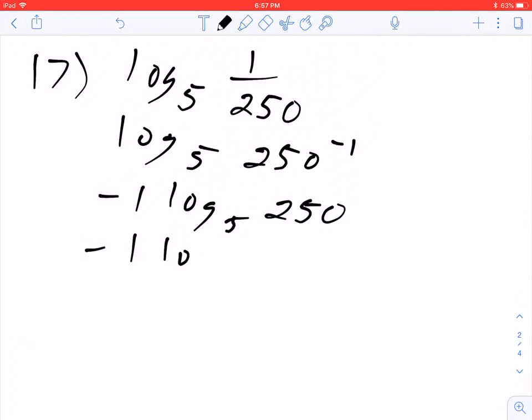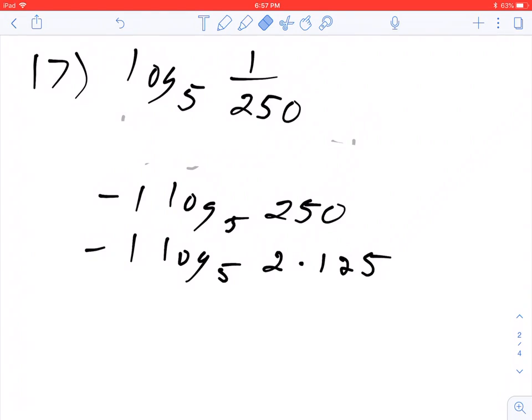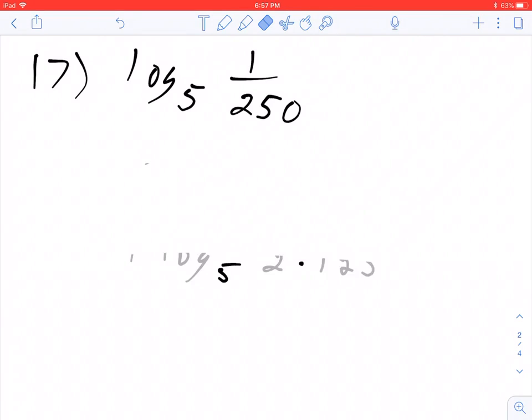And that's negative 1 log base 5 of 3. Sorry, that's not right. Back that up, 2 times 125. By doing that, actually, I'm going to start this one over. I'm going to do this one a little differently, because I think this one's going to be confusing if I do it this way. It would have worked, but I'm going to start this over, and I apologize. I want to do it this way.